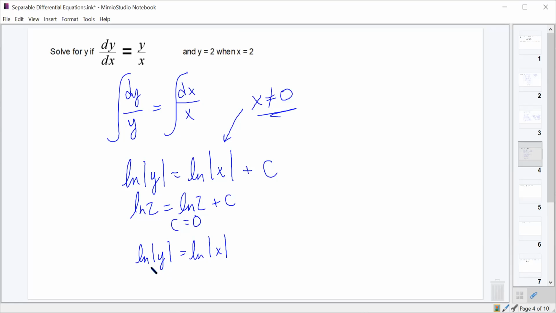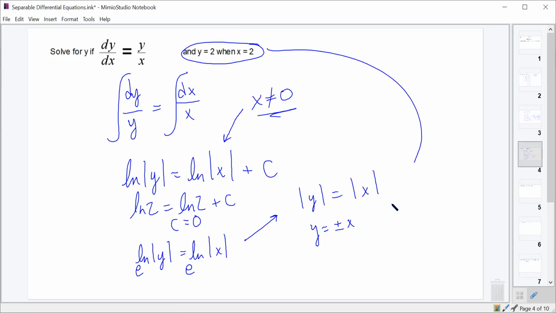X equals y. Yeah, and how do we get that? We have to exponentiate this technically, right? And that gives us absolute value y equals absolute value x. And then we'd end up clearing off the absolute value by saying that y would have to be positive or negative x. But we only pick the one that makes sense for our initial condition. Okay. And so if x is 2, y needs to be 2. So because of that initial condition, we will say that y equals x.